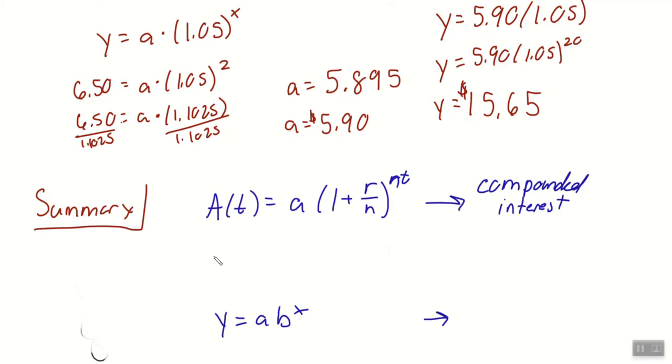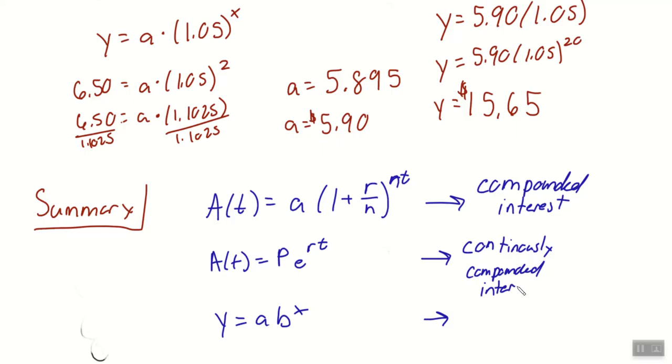Today we were talking about A of t equals P e to the rt. When do we use this one? Yeah, Lily, say a little louder. Yes, continuously compounded interest. This one we used at the end when we had two data points.